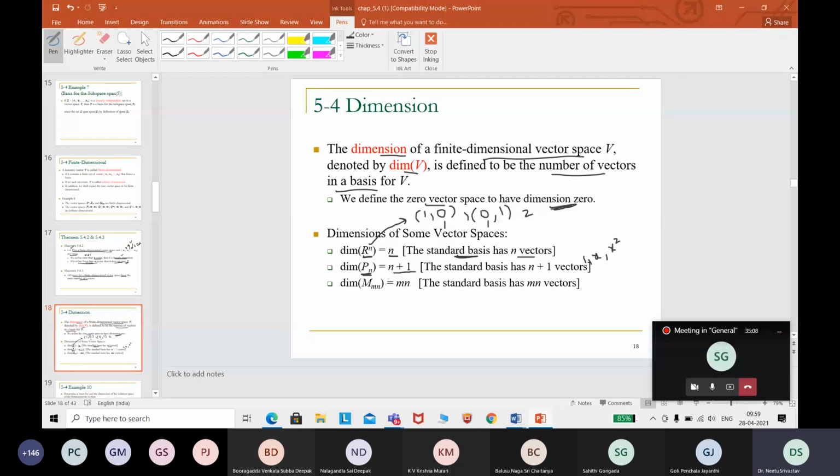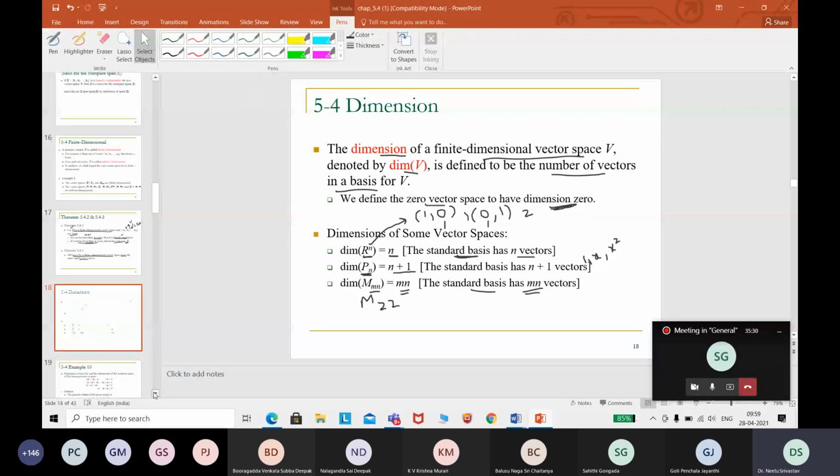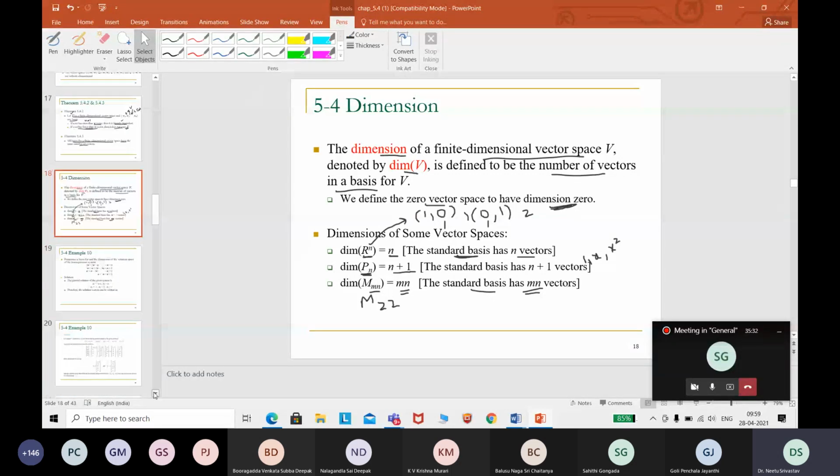Then you check for the M22 matrix. Just now we saw, the standard basis will have how many elements? 4 elements will be there. So it is a product of 2 into 2. So for the basis, the standard basis will have mn vectors. That is the reason the dimension is m into n. So this also you have to understand, and then you have to memorize these results.